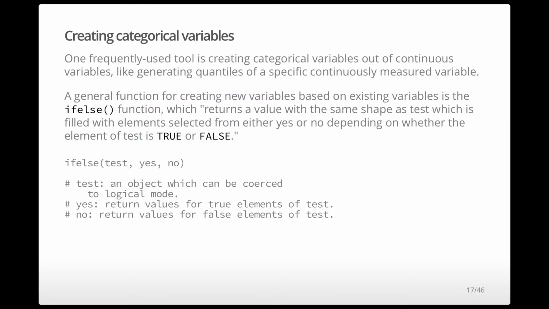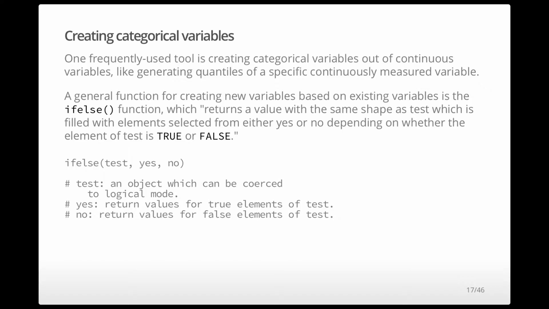So, a lot of times when you're creating categorical variables out of continuous variables, we'll use this function called ifelse. It returns a value with the same shape as test, which is, some of these help files are not as intuitive, filled with the elements selected from either yes or no, depending on whether the test is true or false. So pretty much what you've got to do is, with ifelse, you put some logical test in here. Something that comes up true or false.